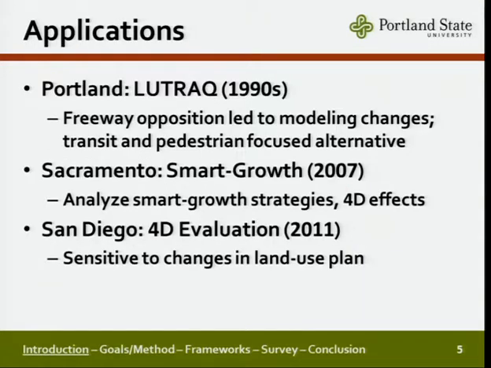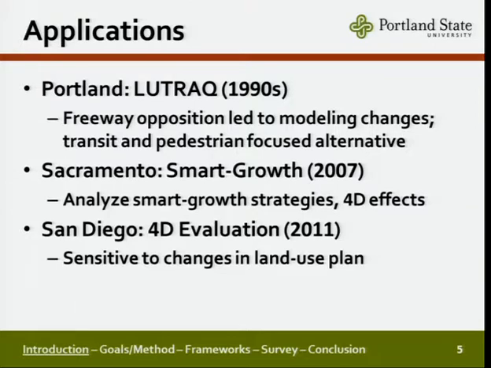So just to give you a quick example of some of the ways that MPOs might use these models, here in Portland in the 1990s, there was the LUTRAC project, making the land use, transportation, and air quality connection, which started as an opposition to a proposed freeway along the west side of the Portland area. And it eventually led to modeling changes in the region, including the ability for Metro's model to forecast transit and pedestrian-focused alternatives.